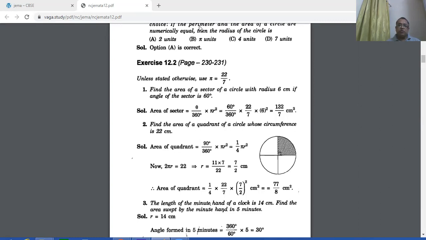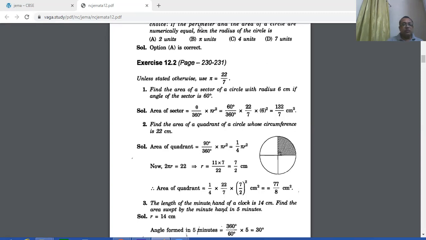So that's how we get this radius. 2 pi r is 22, 22 is getting cancelled, 2r is 7, so r is 7 upon 2. Once we get the radius, the area of the quadrant is 1 by 4 pi r square. The pi value we'll substitute as 22 by 7 and the radius we have already got. When you calculate this, we get the answer as 77 upon 8. So that's questions 1 and 2. Quite easy questions.